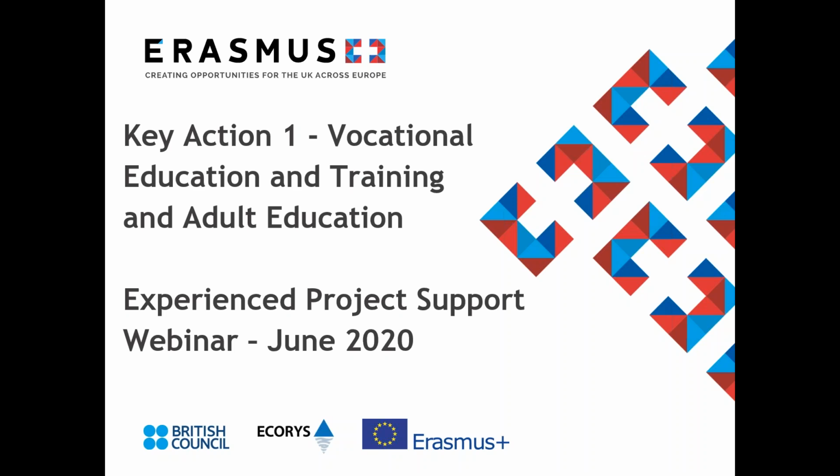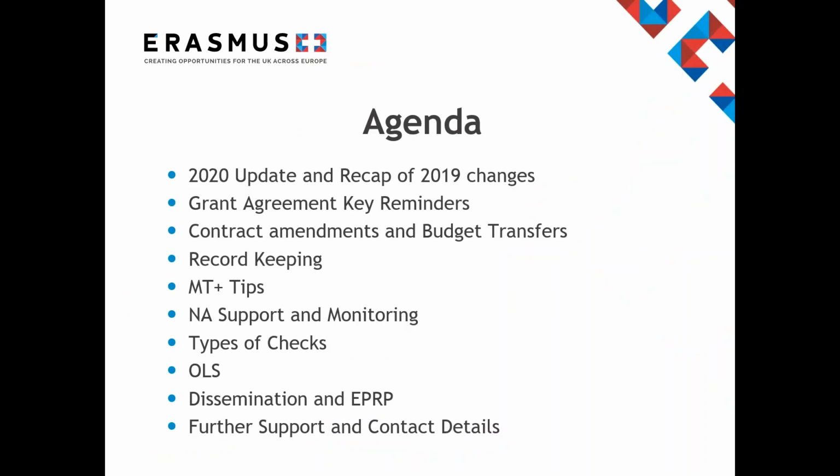Moving on to the agenda for today. Here is the agenda with the topics that we are going to cover. There will be a quick introduction to changes to the program for 2020 with some key reminders regarding grant agreements, how to maintain records, and what evidence to retain and reports that must be submitted to the national agency. We will also cover how responsibilities should be divided, what support and monitoring the national agency provides, tips for using Mobility Tool Plus and OLS, advice on dissemination techniques, and signposts for further information.